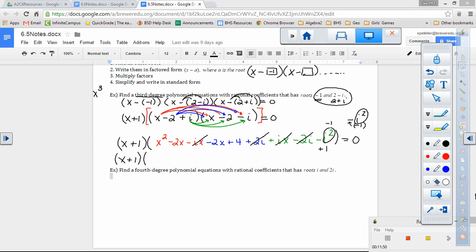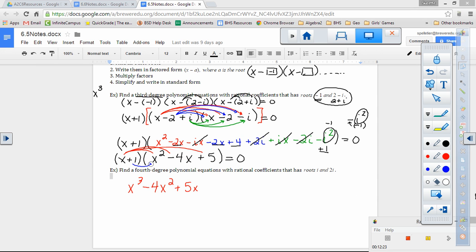All right, let's simplify. So we have x squared, then I have negative 2x and negative 2x. That gives me negative 4x. And then I have positive 4 and positive 1. That gives me a positive 5. And then all I have to do now is distribute my x plus 1. Again, I'll do that in 2 different colors for you. So that is, and I'm writing down here because I'm running out of space, x to the third minus 4x squared plus 5x.